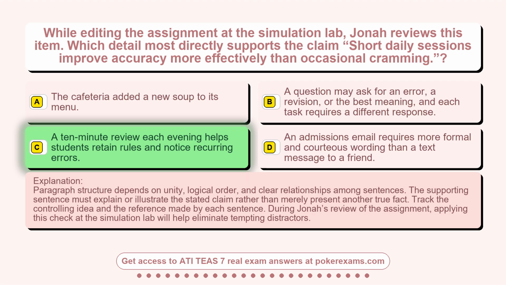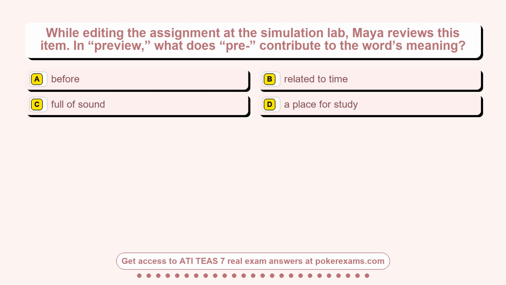Paragraph structure depends on unity, logical order, and clear relationships among sentences. The supporting sentence must explain or illustrate the stated claim rather than merely present another true fact. Track the controlling idea and the reference made by each sentence. During Jonah's review of the assignment, applying this check at the simulation lab will help eliminate tempting distractors. Question 22. While editing the assignment at the simulation lab, Maya reviews this item.